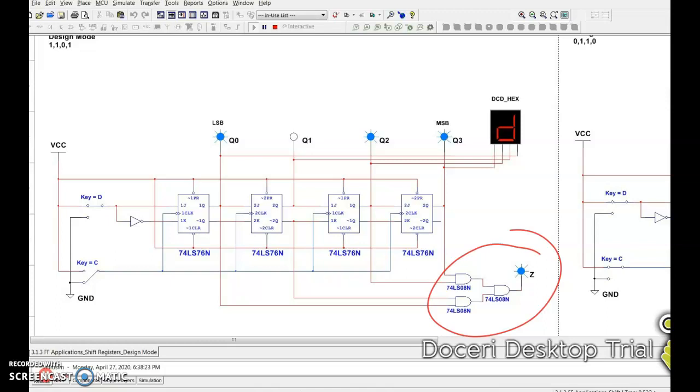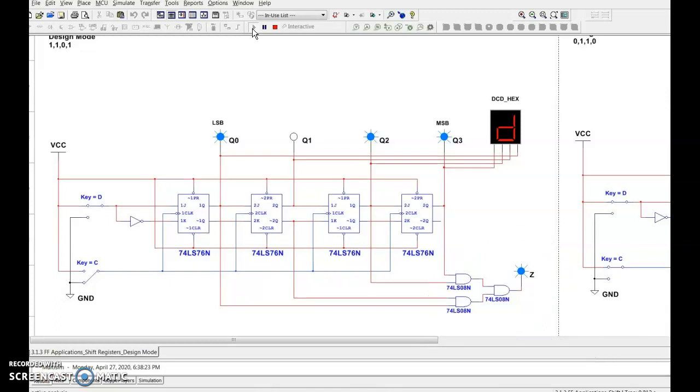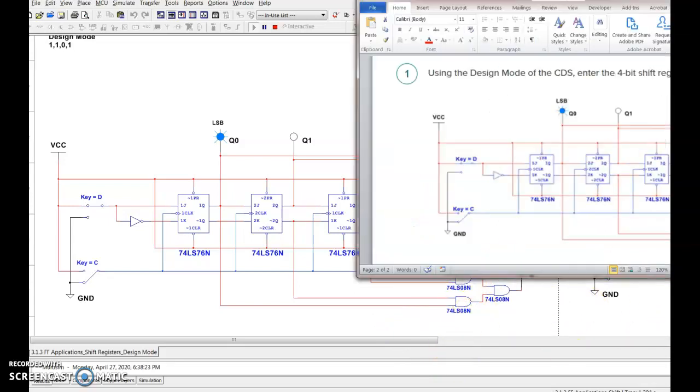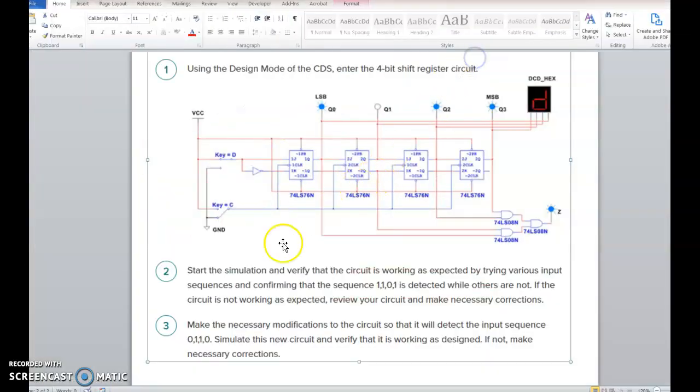All right, so this is number 15. And then it says here, so I mean, I can keep toggling here. And it says here, number 3, make the necessary modification to the circuit so it will detect the input sequence 0, 1, 1, 0, simulate this new circuit, and verify that it is working. All right, so for it to detect 0, 1, 1, 0, which is question number 3, we wanted to detect this.